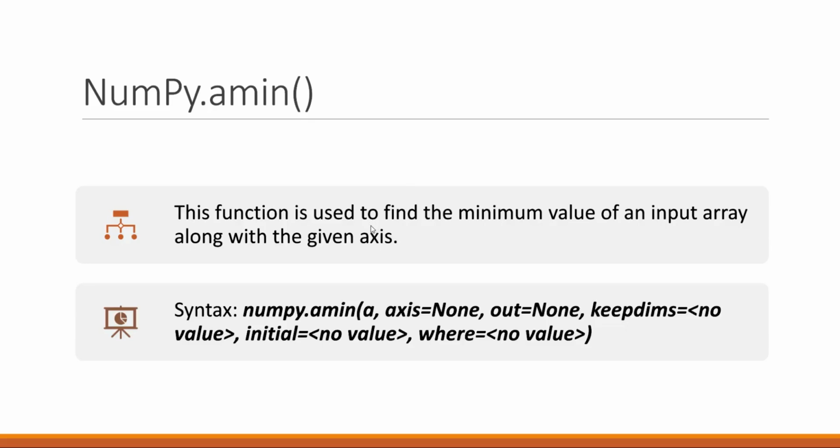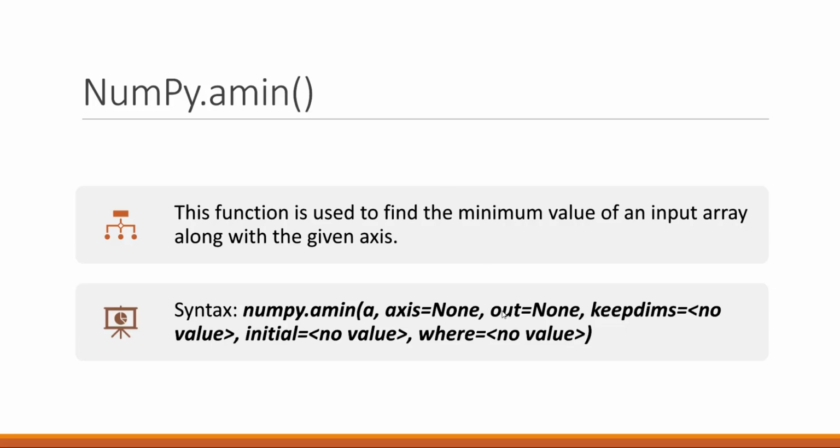Here is the syntax of the numpy.amin function. This is the function name, numpy.amin, and within this function there are mainly 4 parameters that we are going to use in an example. The first parameter is a. This parameter specifies the input array on which we find the minimum value. The next parameter is axis. If the axis parameter is 0, then it will return the minimum value from the row-wise elements, and if the axis is equal to 1, then it will return the smallest element column-wise.